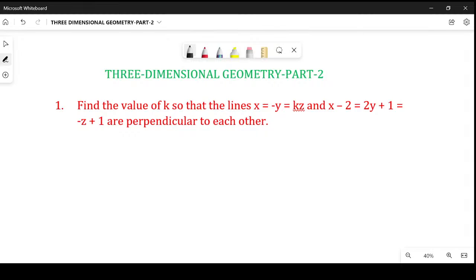Hello students. In the previous class videos I have done vectors 1 and 2, probability 1 and 2, and after that I have done three-dimensional geometry 1. Now I am going to explain three-dimensional geometry part 2. I will explain around 20 questions today, and yesterday I explained around 18 questions. Together they cover all the models.